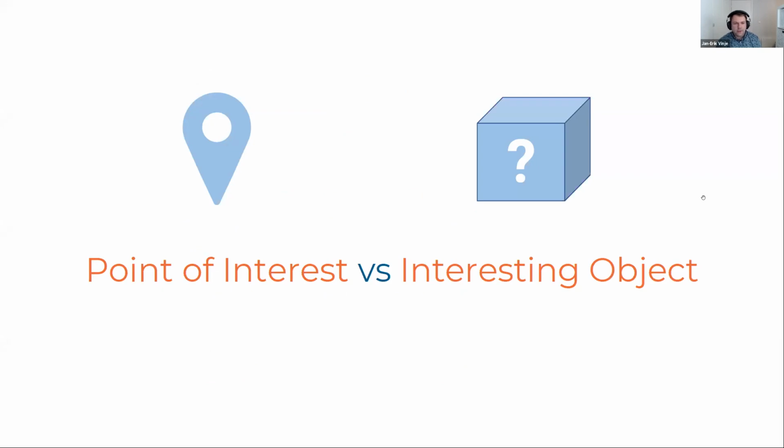So straight to the topic, we're now going to look at how we can go from points of interest in maps to interesting objects in maps. To look into that, we might want to do a comparison of the two.